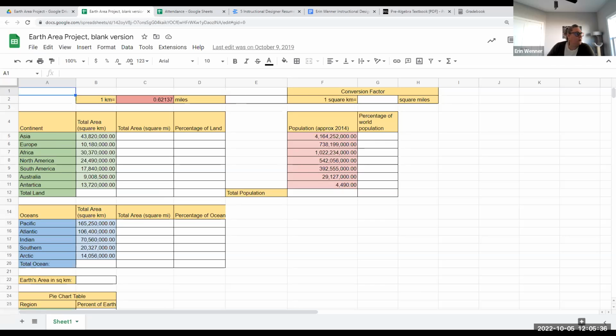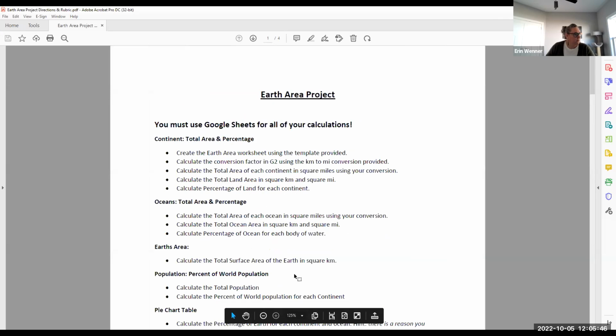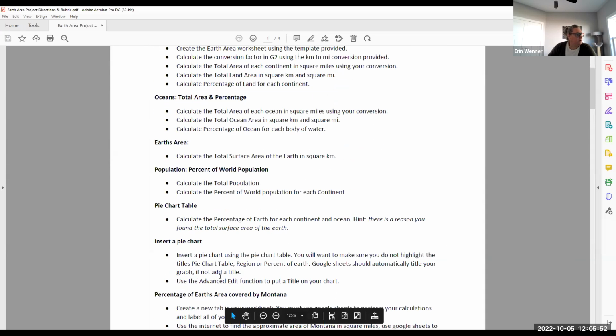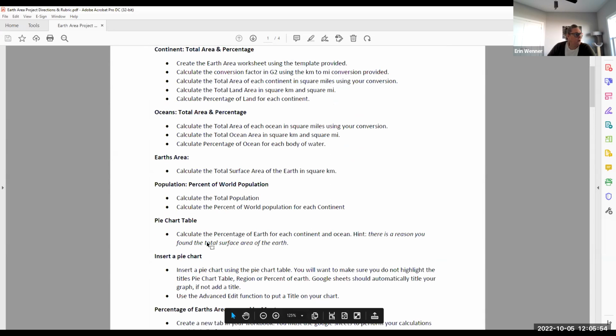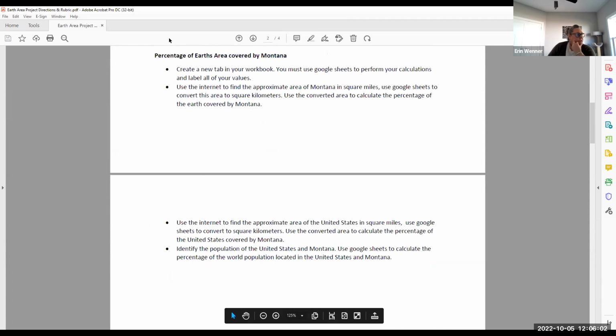And then if we go back to the project, you will, see if I can get this to blow up. So all the stuff through inserting the pie chart is what's going to be on page 1 or sheet 1. Okay. The last part, percent of Earth's area covered by Montana. This business is going to be a new tab in your workbook. So you're going to create a new tab.